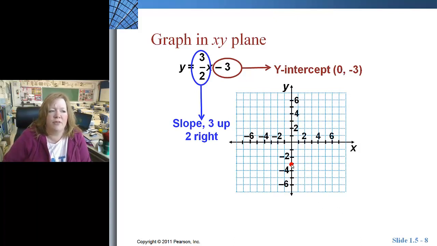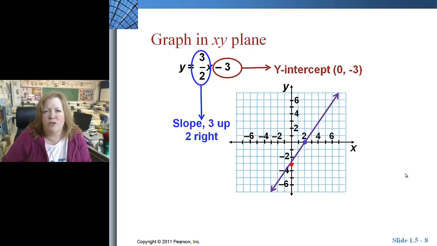So 0, -3 is plotted on my xy plane, and then I'm going to go up 3 and over 2. So up 3 and over 2. 1, 2, 3, and right 2. That gives me another point that's on the line, and then I just graph it. That's all there is to it.